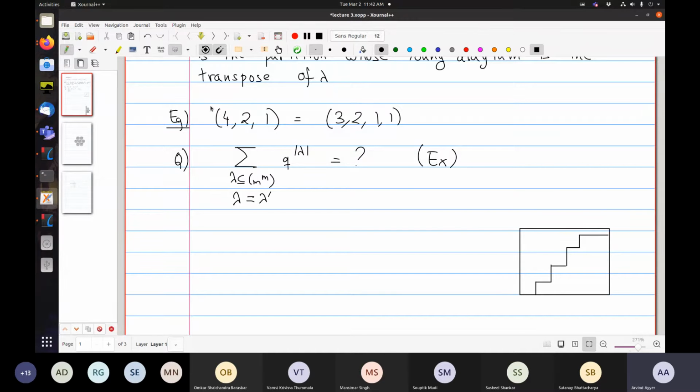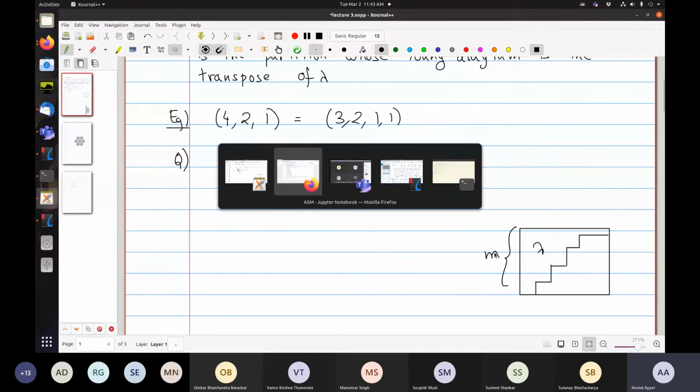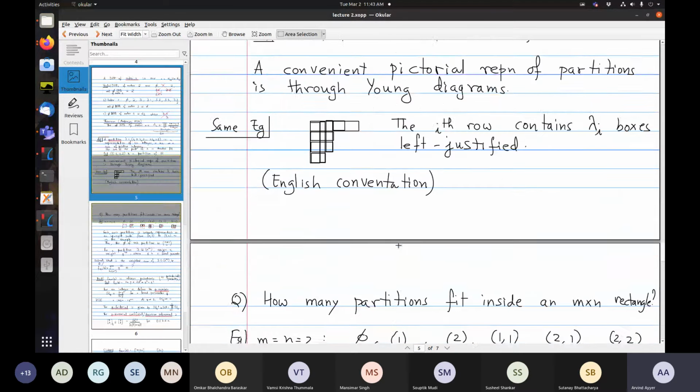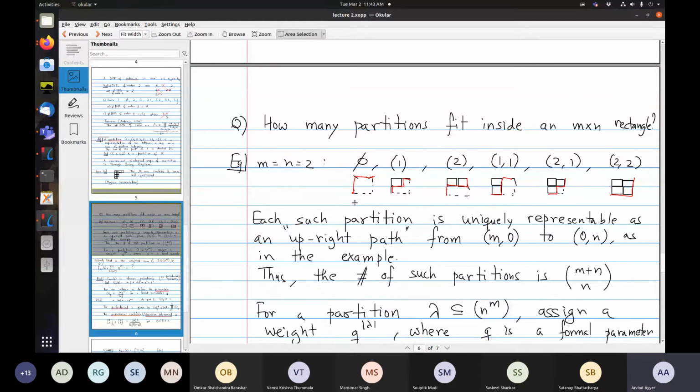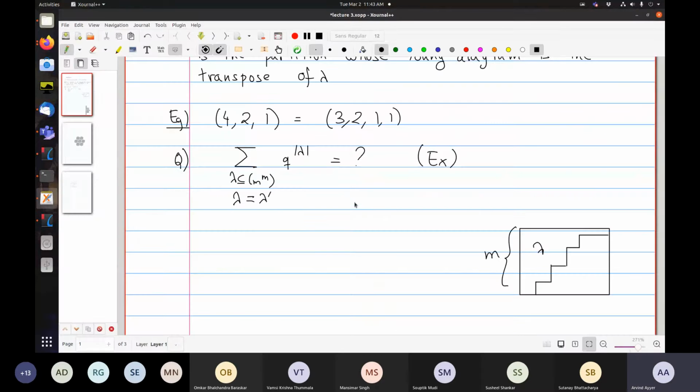So this is lambda inside, let's say, M. So which way did I have it? So this is M comma 0, and this is 0 comma N. Right. So this is lambda sitting inside an M by N box, and you can see that. So this is lambda. Let me hash it.